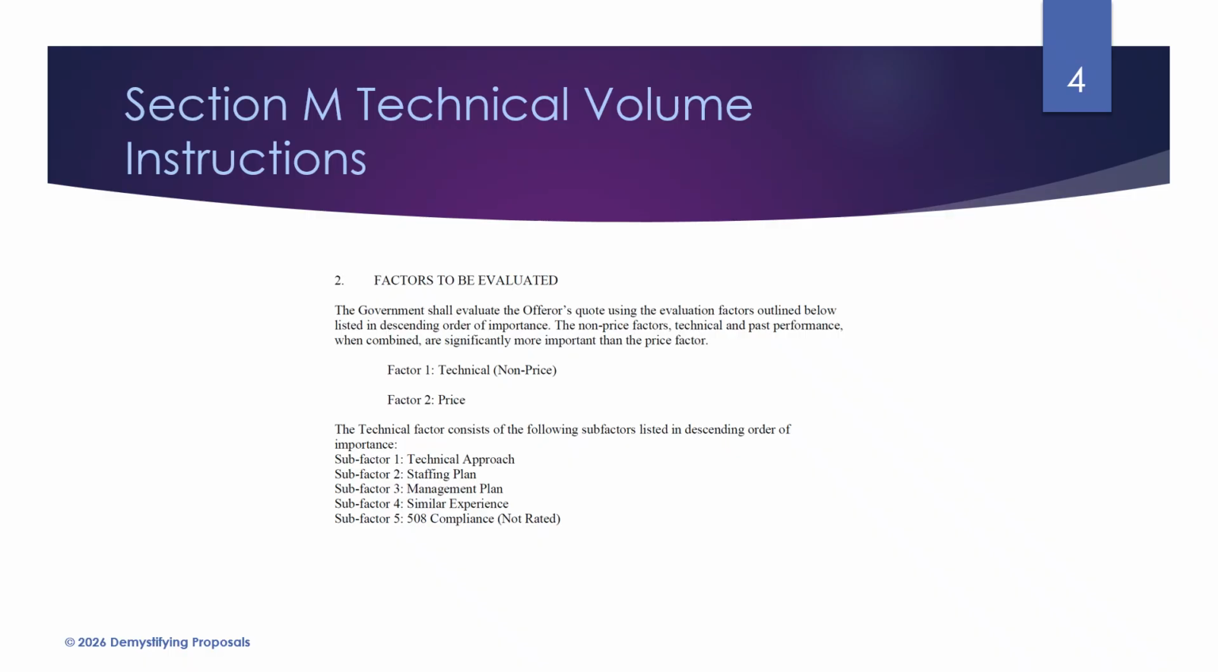So these are the section M technical volume instructions from a high level. As you can see, the 5 subfactors are the same as what we found in section L. So that's good. We always like it when sections L and M match. So staffing plan is what we're going to be talking about in this particular video. The other thing to note is that the technical factors are listed in descending order of importance. So technical approach is the most important. Staffing plan would be second most important, followed by management plan, similar experience, and 508 compliance. So that will come into play when we do our page allocation for our outline.